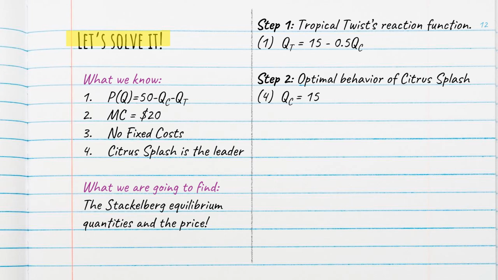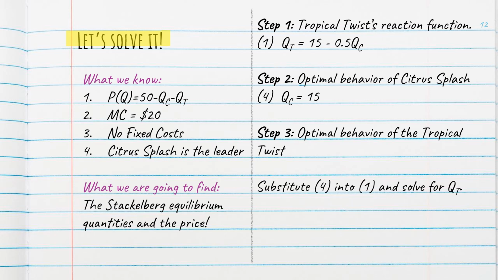Now that we know the optimal behavior of our leader, Citrus Splash, we can go back to that reaction function to determine the optimal behavior of the follower, Tropical Twist. What do I mean by that? I mean, we're going to take our QC equals 15 and plug it into the reaction function of the follower to figure out their output. So in this case, QT is equal to 15 minus 1/2 of 15. A half of 15 is 7.5. So QT is equal to 7.5. We can call that equation 5.